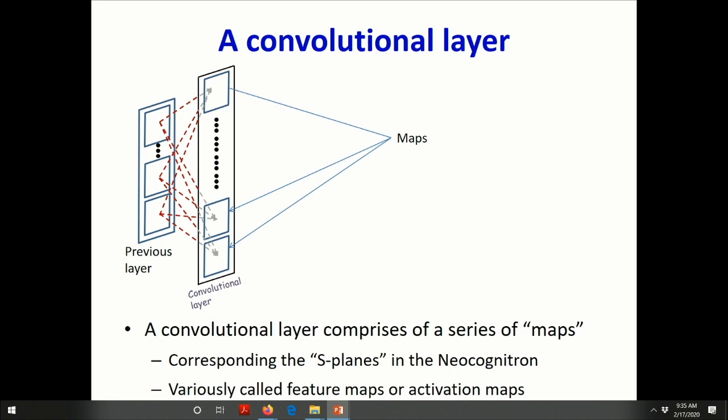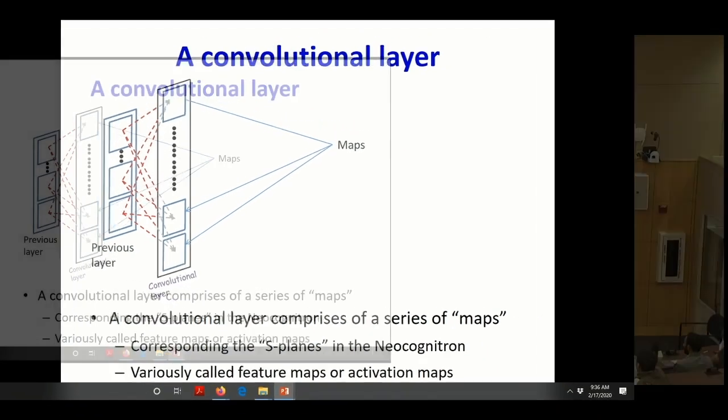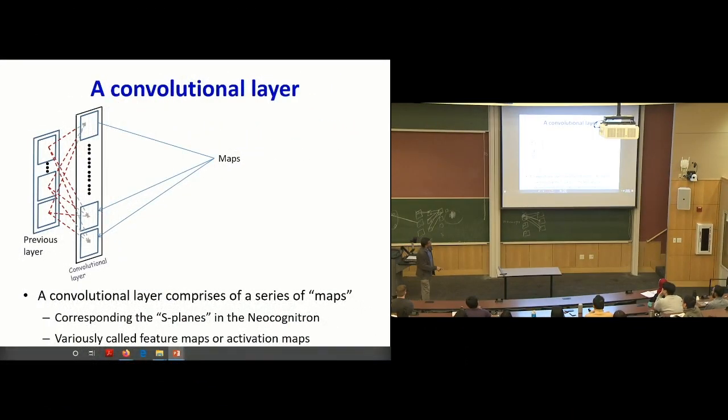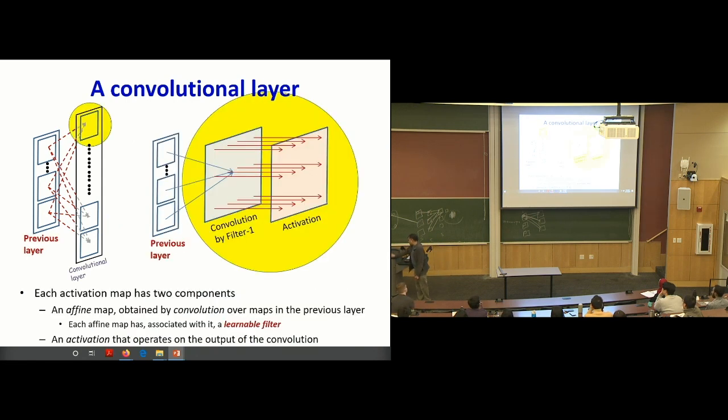It does three things, of which you can see two. The convolution layer actually consists of a series of maps corresponding to the S planes in the neocognitron. These can be called feature maps or activation maps, just terminology. I will be flipping back and forth between these two terms. Now within each map, if you consider what happens at any one location, there's actually a pair of operations that happens.